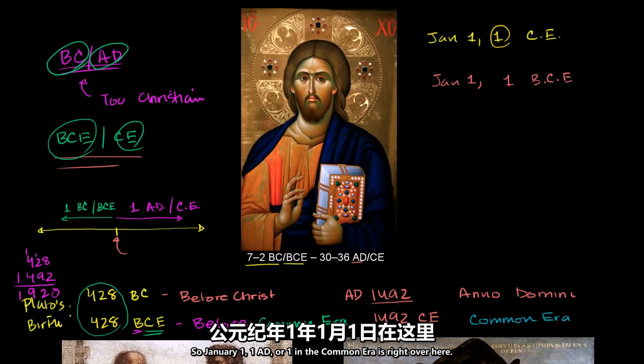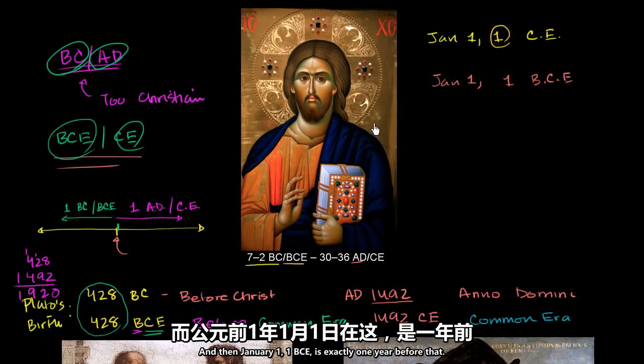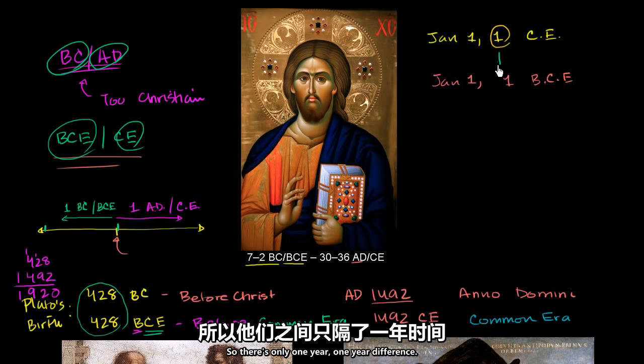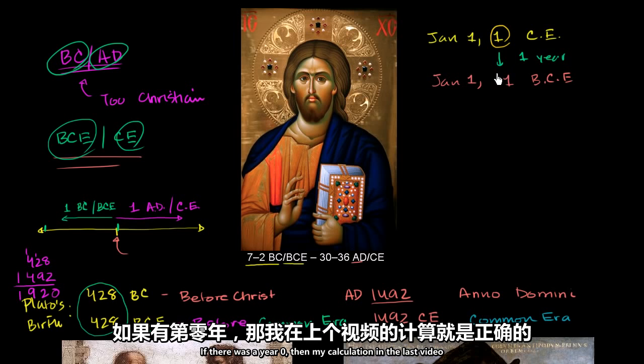So January 1 AD, or 1 in the Common Era, is right over here, and then January 1 BCE is exactly 1 year before that. So there's only 1 year difference. The reason the math is strange is because there is no year zero. If there was a year zero, then my calculation in the last video was correct.